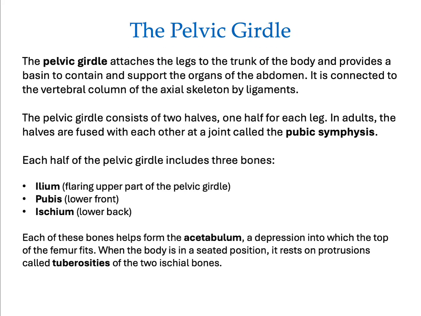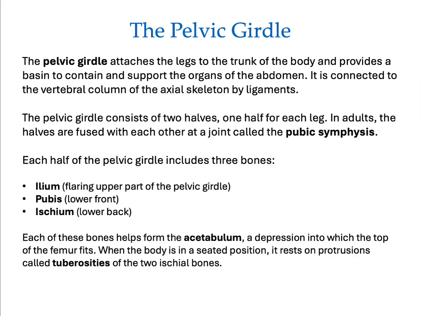The pelvic girdle. The pelvic girdle attaches the legs to the trunk of the body and provides a basin to contain and support the organs of the abdomen. It is connected to the vertebral column of the axial skeleton by ligaments. The pelvic girdle consists of 2 halves, 1 half for each leg. In adults, the halves are fused with each other at a joint called the pubic symphysis.